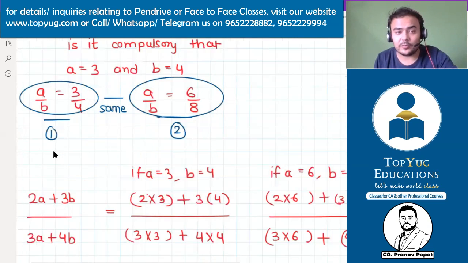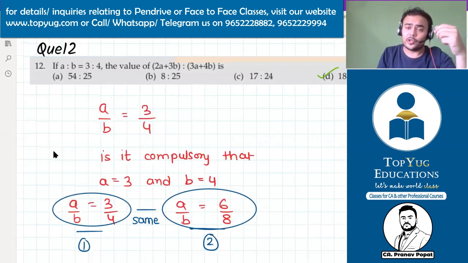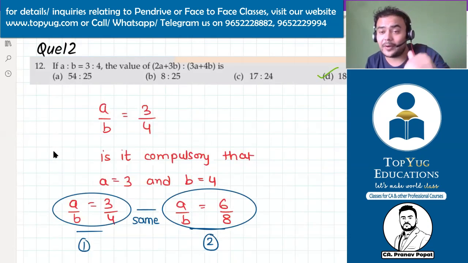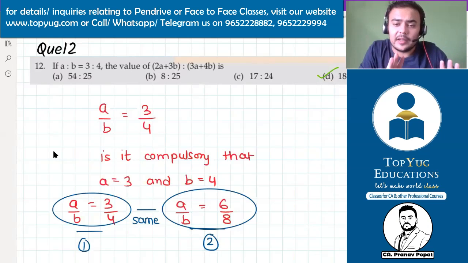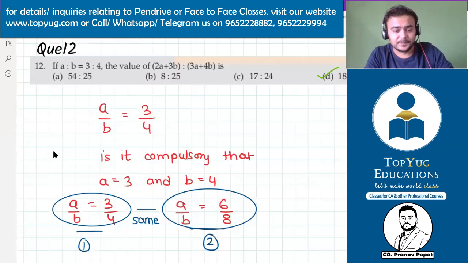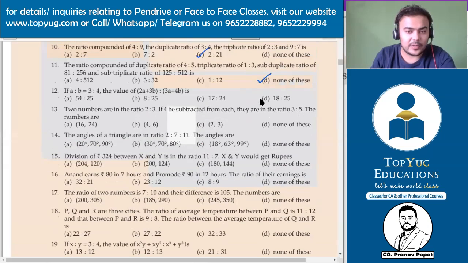Don't ever assume that because A upon B was 3 upon 4, that's why we have taken 3 and 4. No. You can take 1.5 or 2 also, then also you'll get the same answer. Okay. So remember this. So this was the concept. Now, what is the instruction for solving questions? Just simply put 3 and 4 in place of A and B and solve it. You will get the required answer. Okay, guys. This was question 12 and the answer was 18 by 25.